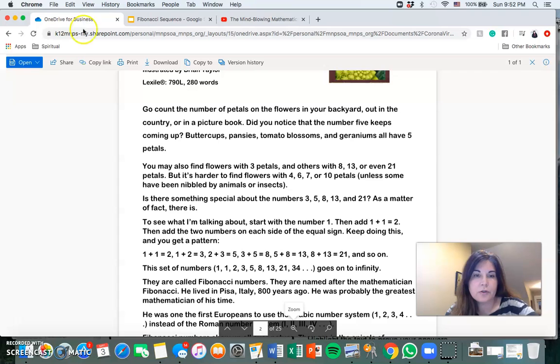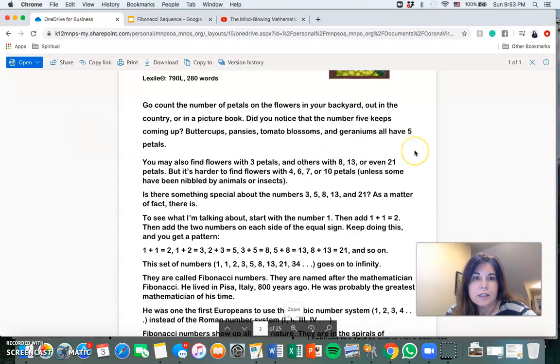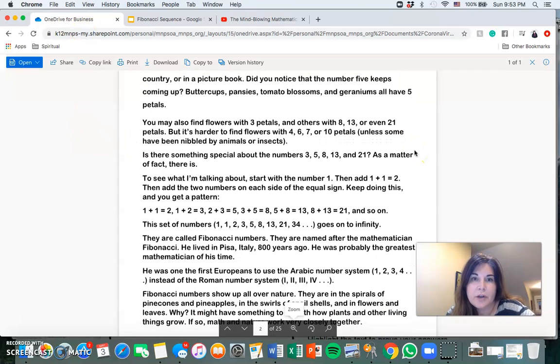So back to the article, and it says, you may also find flowers with 3 petals and others with 8, 13, or even 21 petals. But it's harder to find flowers with 4, 6, 7, or 10 petals, unless some have been nibbled by animals or insects.